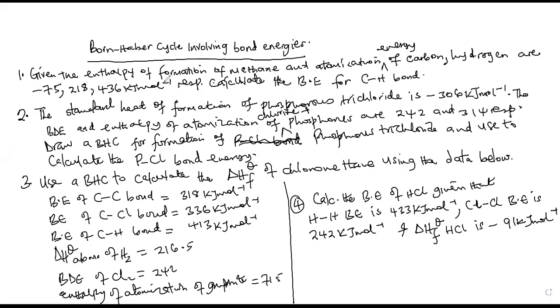They have told us that we are given the enthalpy of formation of methane and the atomization energy of carbon and hydrogen as these, respectively. They want us to capture the bond energy of the carbon-hydrogen bond. That is our first question. Our second question, they gave us the standard heat of formation of phosphorus trichloride as negative 306 kilojoules per mole. And the bond dissociation energy and enthalpy of atomization of chlorine and phosphorus have been given as 242 and 314 kilojoules per mole, respectively. So they want us to draw the Born-Haber cycle for formation of phosphorus trichloride, and then use it to calculate the phosphorus-chlorine bond energy.